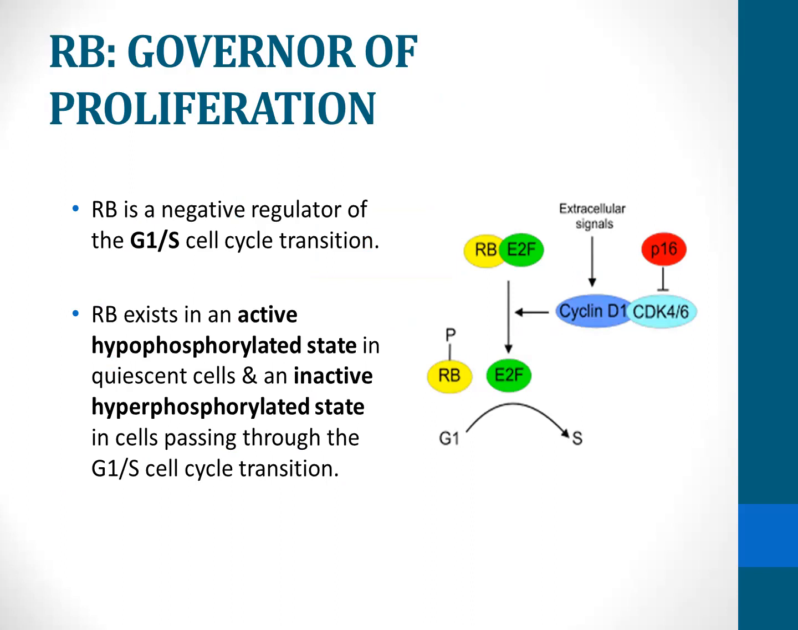Normally, it exists in an active hypophosphorylated state in the resting cells, and in this state, it is bound to E2F, which is a transcription factor. When the retinoblastoma gene is hyperphosphorylated, it becomes inactive and releases E2F. Because the transcription factor is free, it progresses the cell cycle.